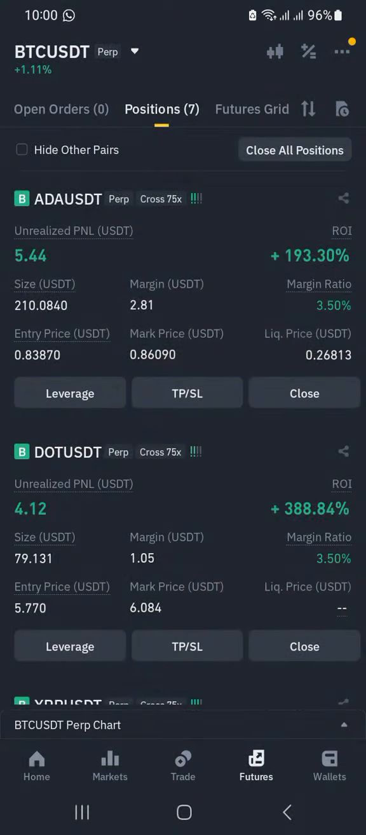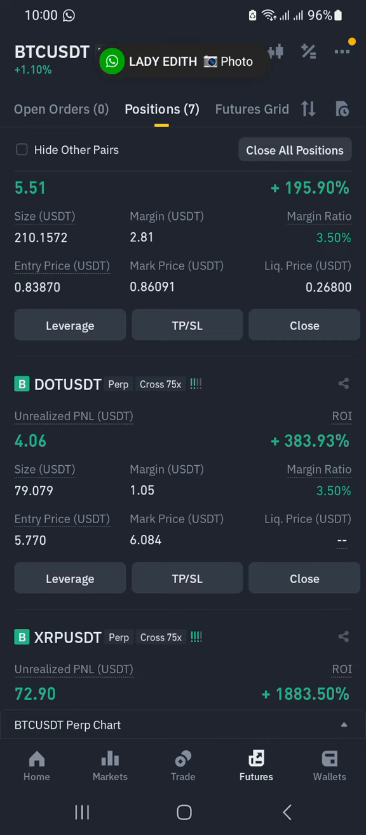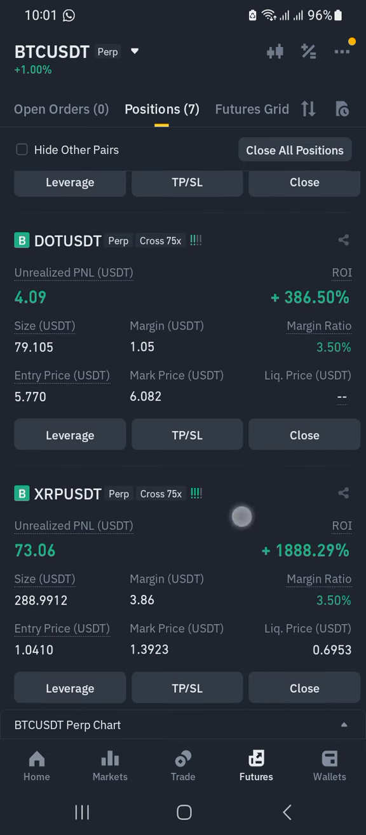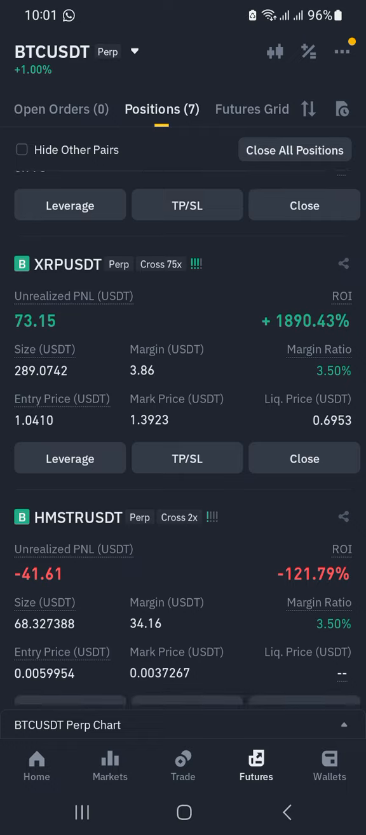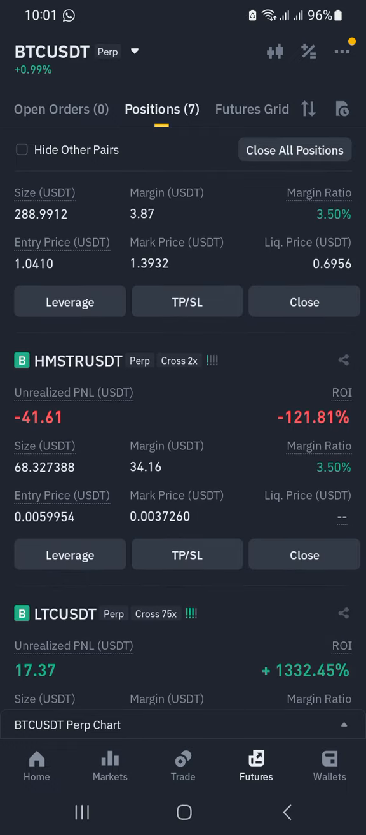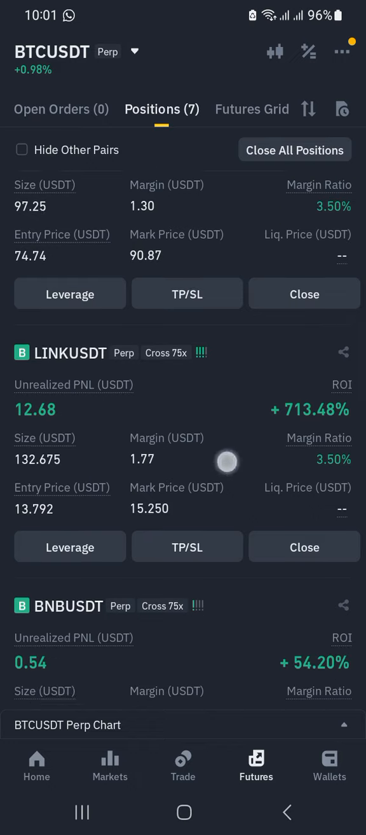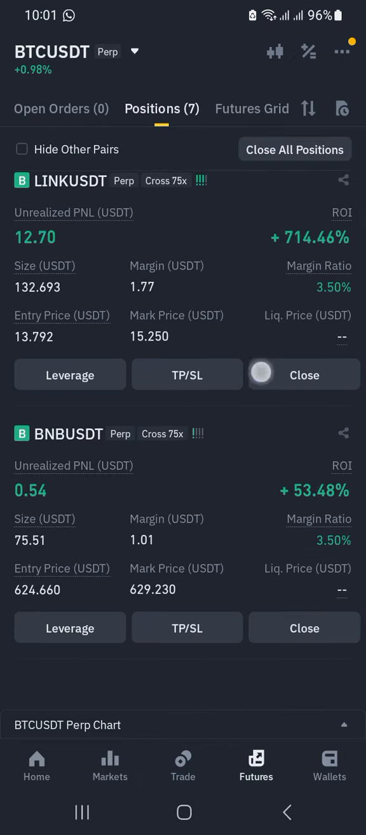I have the Cardano. I have the dots. I have the XRP, the Ripple, right? I have Hamster, which is actually pressing my neck. I have the Litecoin. I have the Chainlink, right? I have the Binance. So these are the trades that are running.